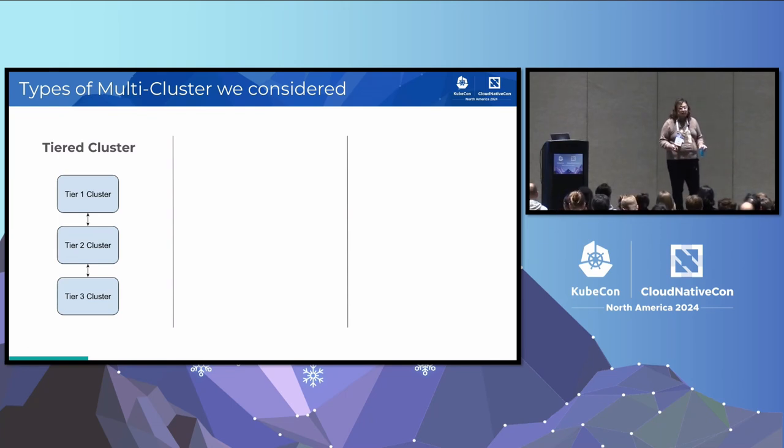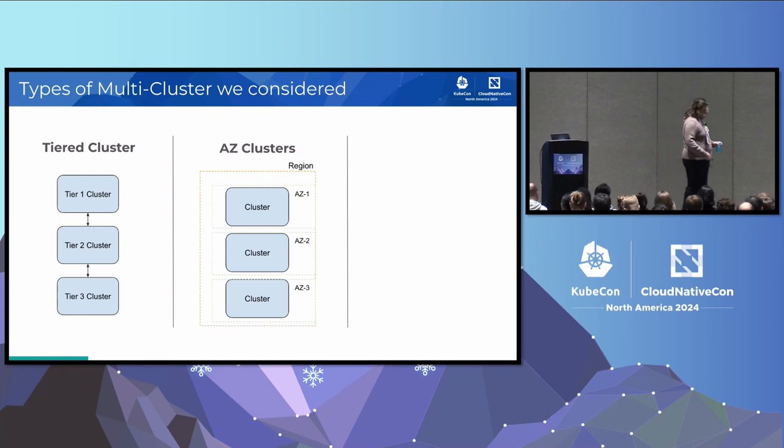The issue with this, though, is that if you have cross-cluster dependencies now, if a highly critical service depends on a tier two service and you lose your tier two cluster, you've just coupled all your clusters together again and created your same problem. So the next thing we looked into is AZ clusters, where we are an AWS shop at Cash App, and so you're looking into per region, per availability zone, spin up a cluster and have replicas of your services in those clusters serving traffic out of them.